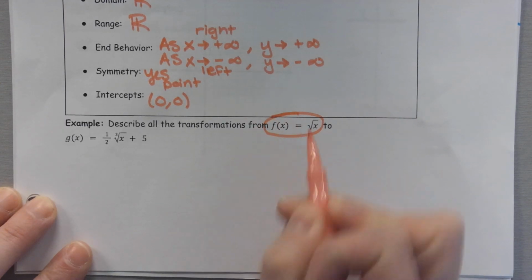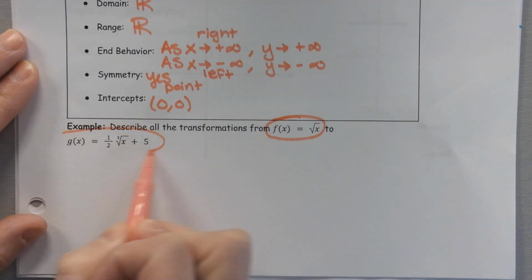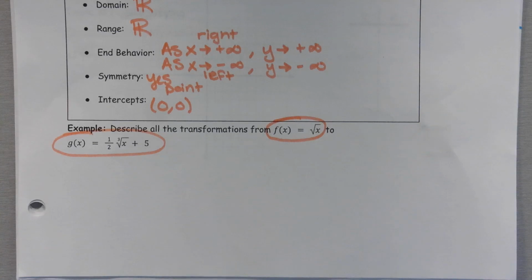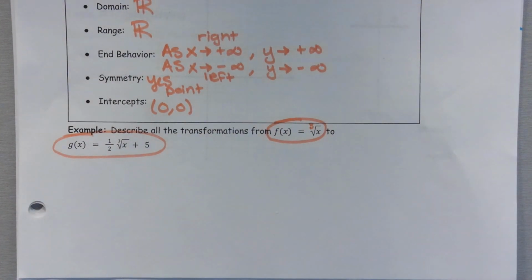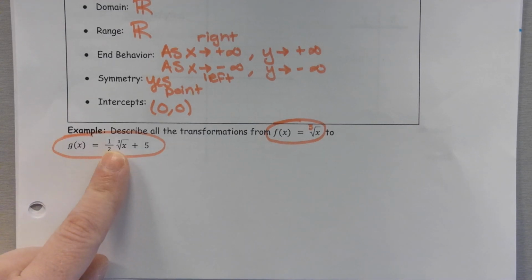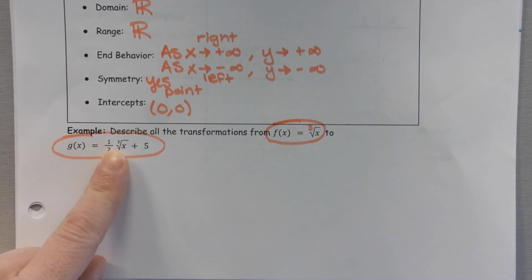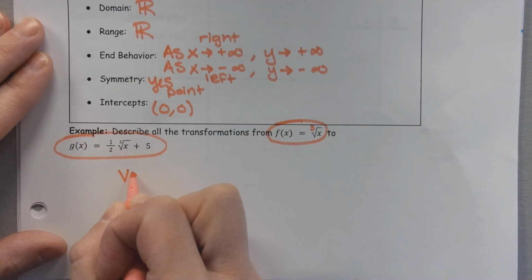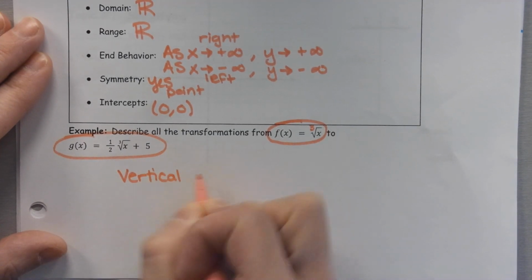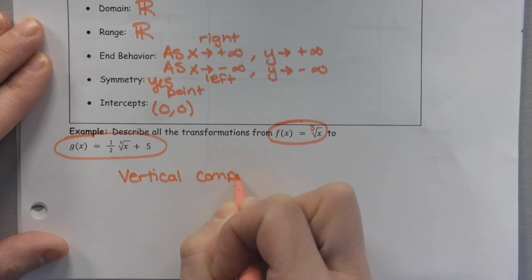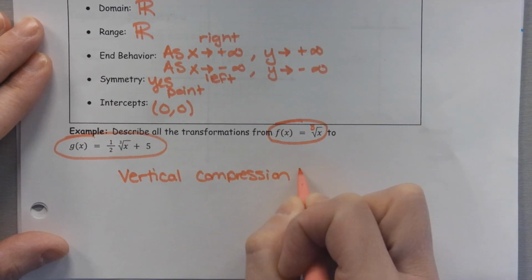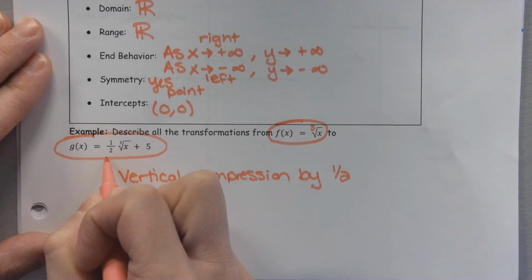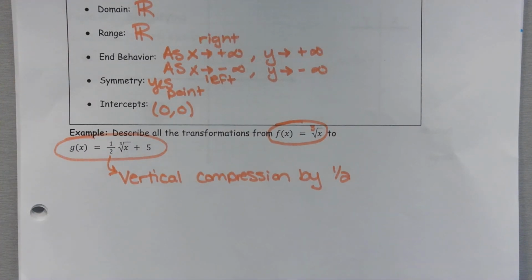So here's f of x. Here's my original equation. Remember, we change the name if something happens, and we've got a couple things that have happened. So here's my new equation. Ooh, this should be cubed root. Can you put a little 3 in there for me? Little baby 3. Okay. Do you see how we have a 1/2 out front that's being multiplied? Okay. So this is a vertical compression by 1/2. So this 1/2 is giving me a vertical compression.